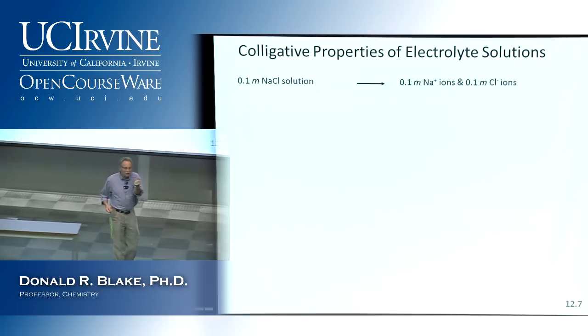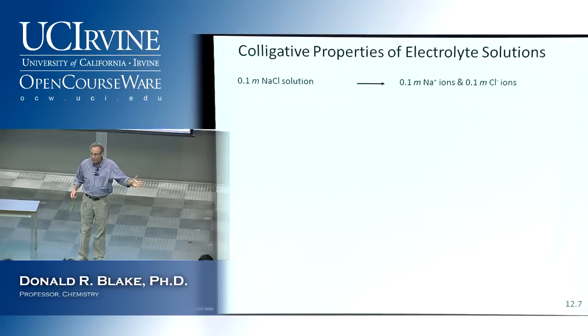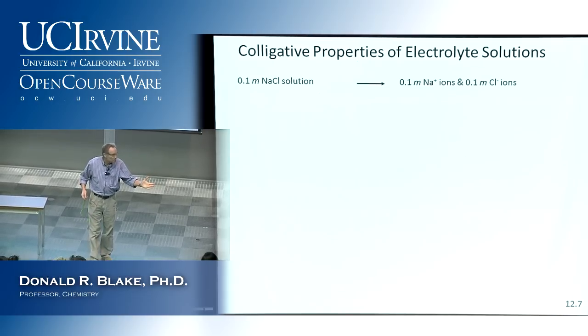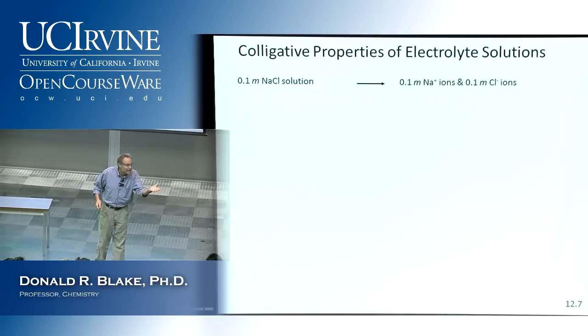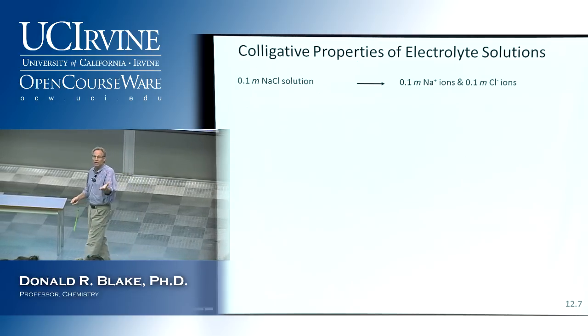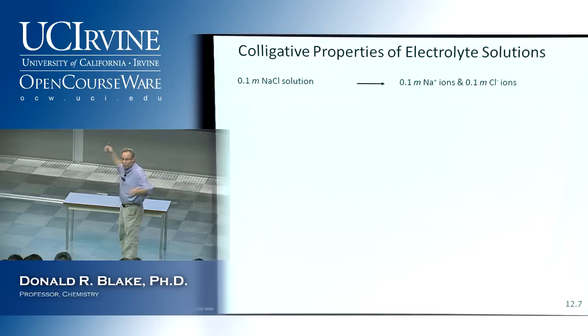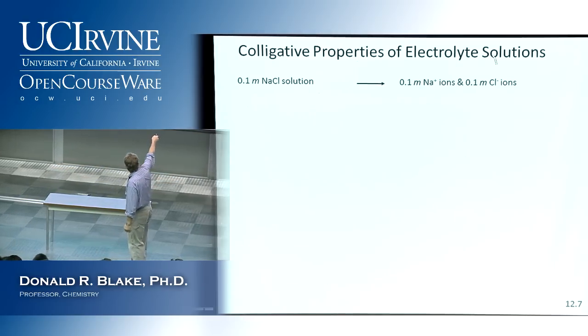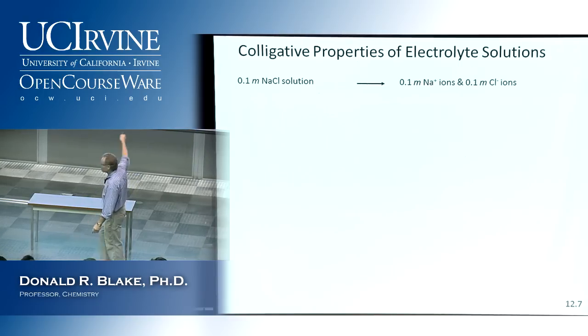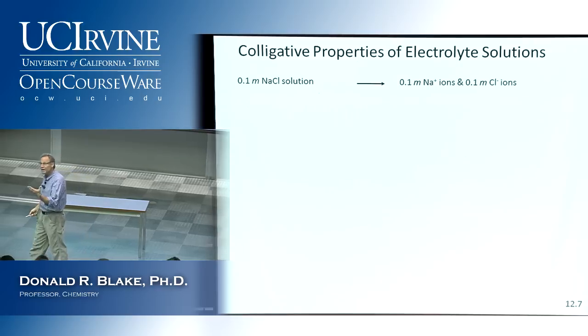Like granulated sugar, you put it in water and it disappears, right? But it stays exactly as glucose at 180 grams per mole. Sodium chloride breaks into two pieces. We call this an electrolyte because look at this. You got a negative charge here and a positive charge here. You put that in salt.